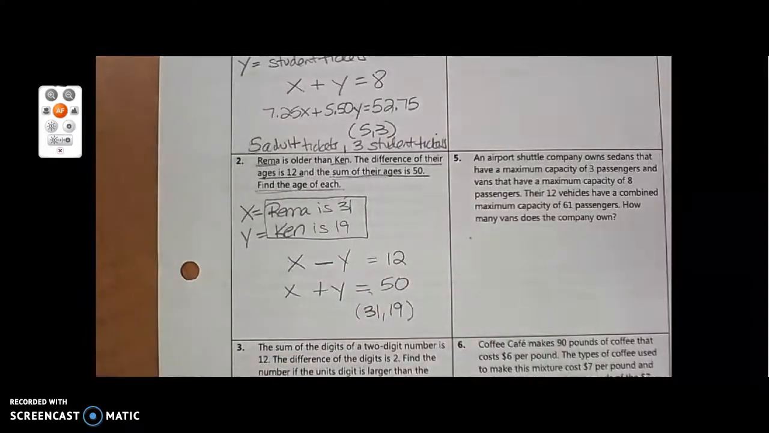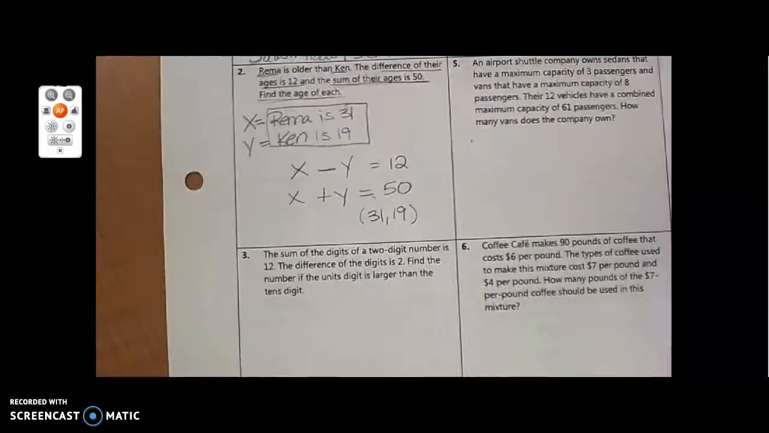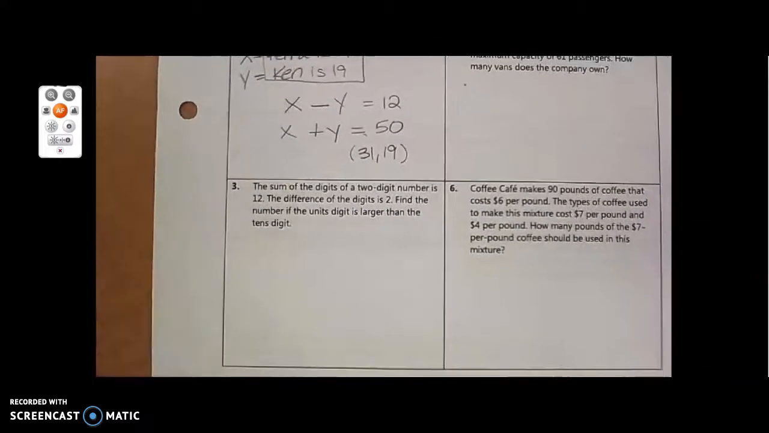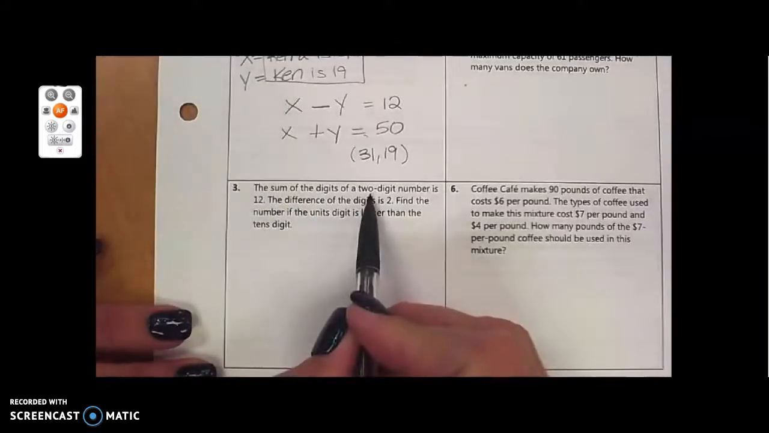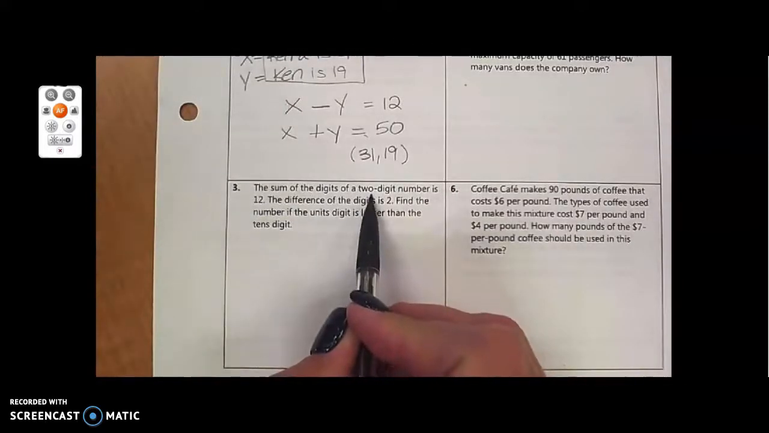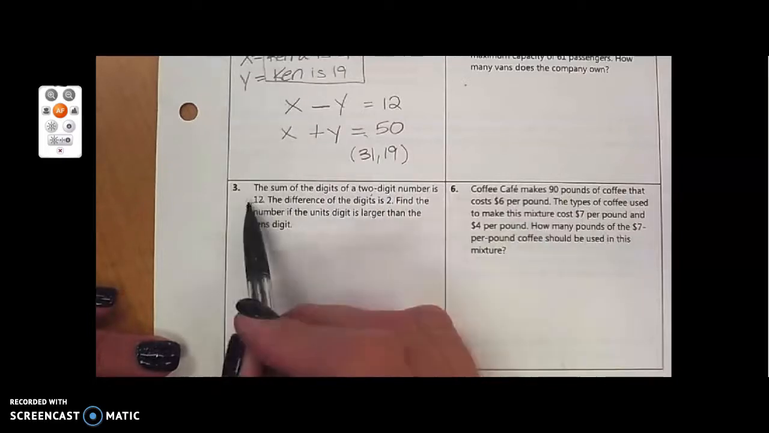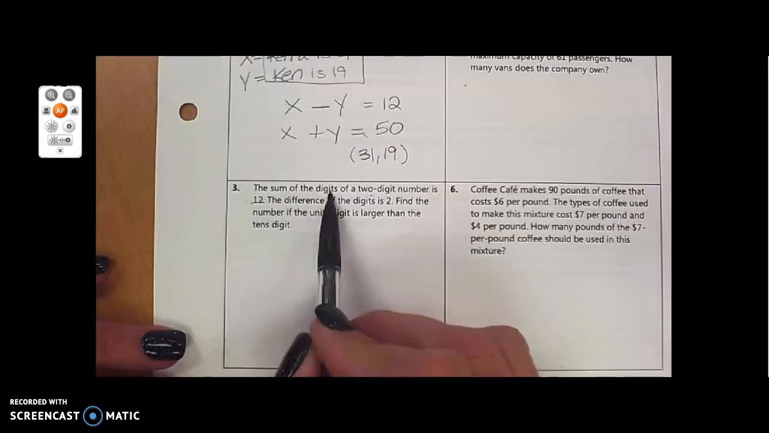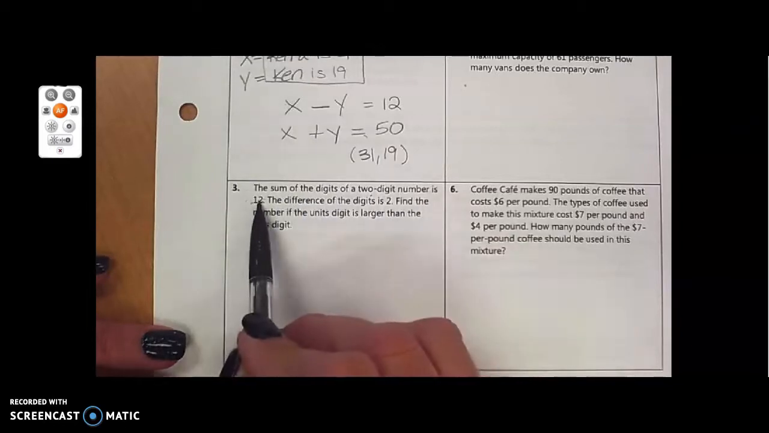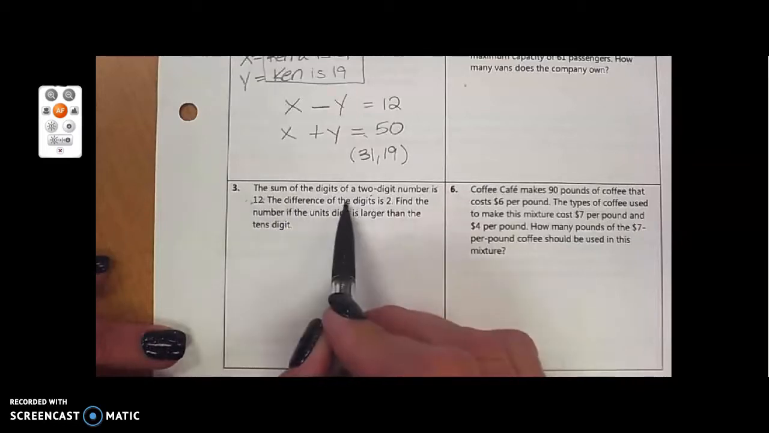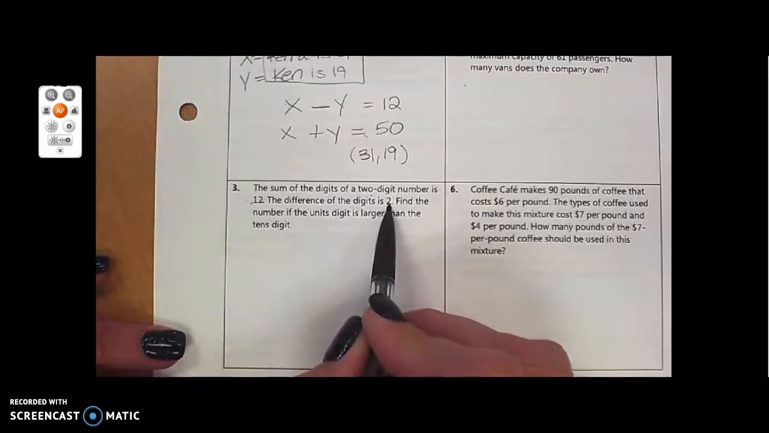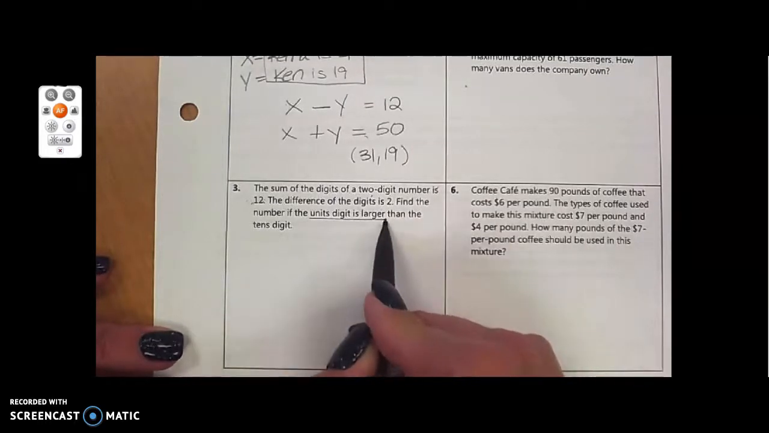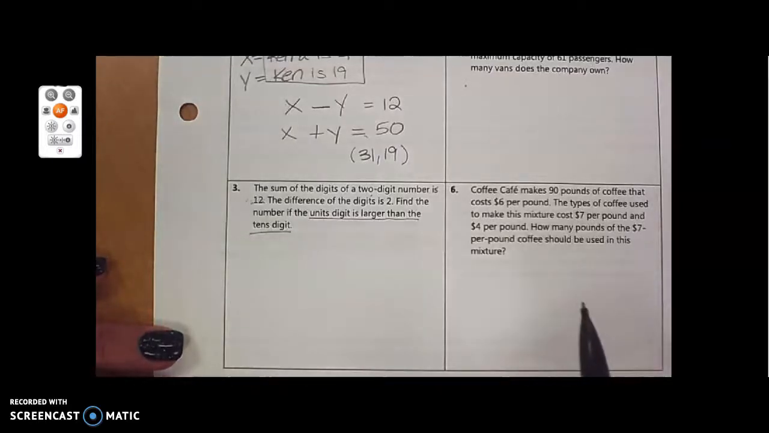Okay. All right, let's look at number 3. The sum of the digits of a 2-digit number is 12. So we're thinking of a 2-digit number, like 12. 12 is a 2-digit number. 15 is a 2-digit number. 25 is a 2-digit number. So when you add the digits of a 2-digit number, it's 12. The difference of the digits is 2. Find the number if the units digit is larger than the tens digit.